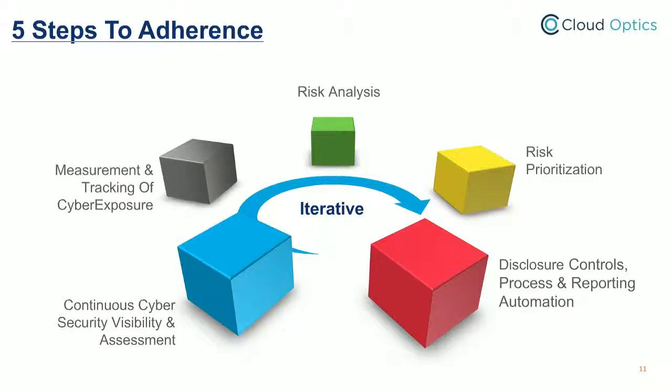What is our guidance? Our guidance is that there are 5 steps to adherence with this SEC advisory guidance, actually. The first thing is that it's an iterative process, not a one-time work which we can set up and we are good and compliant. It's not like that. It's going to be an iterative process, and we have to keep optimizing and improving on it.